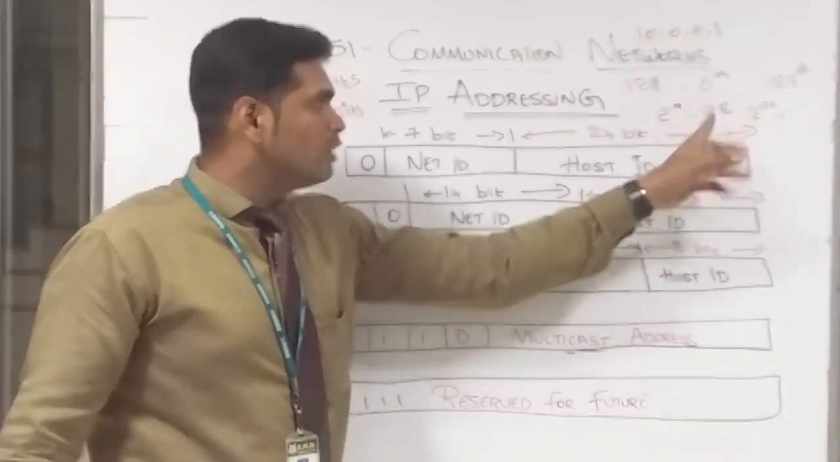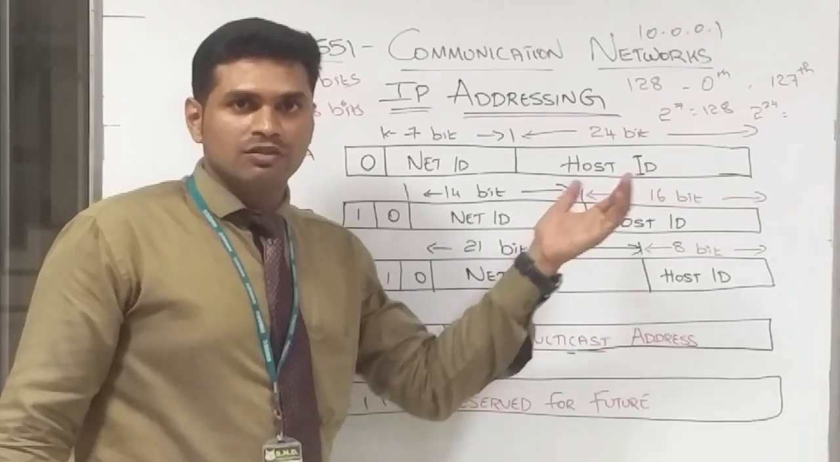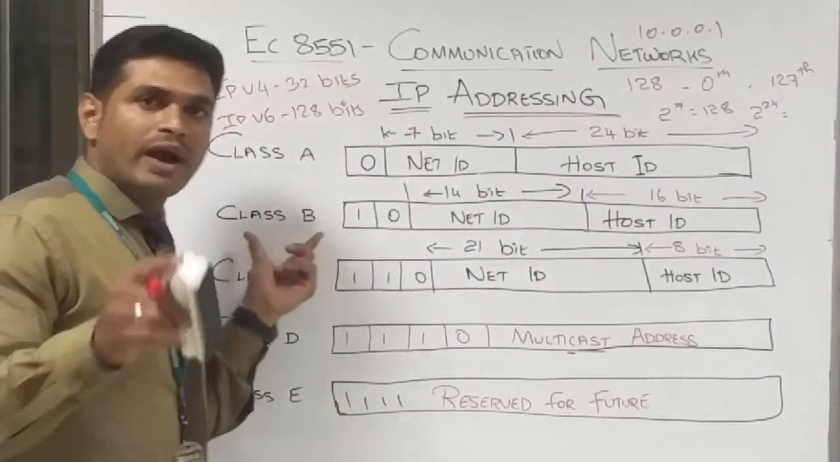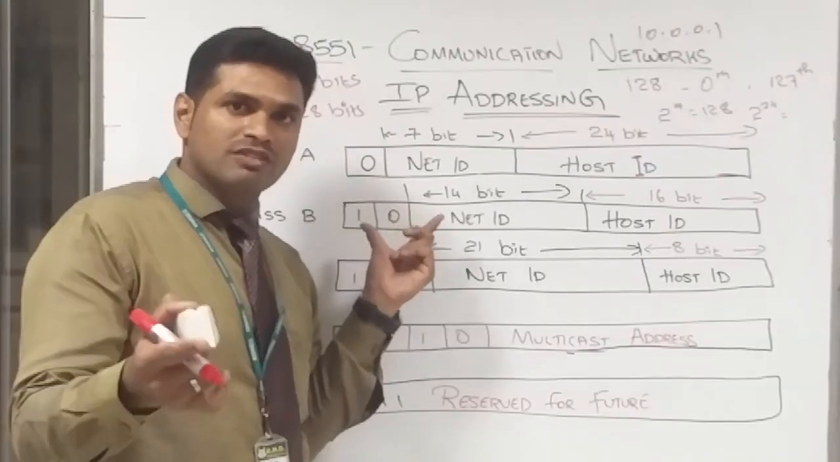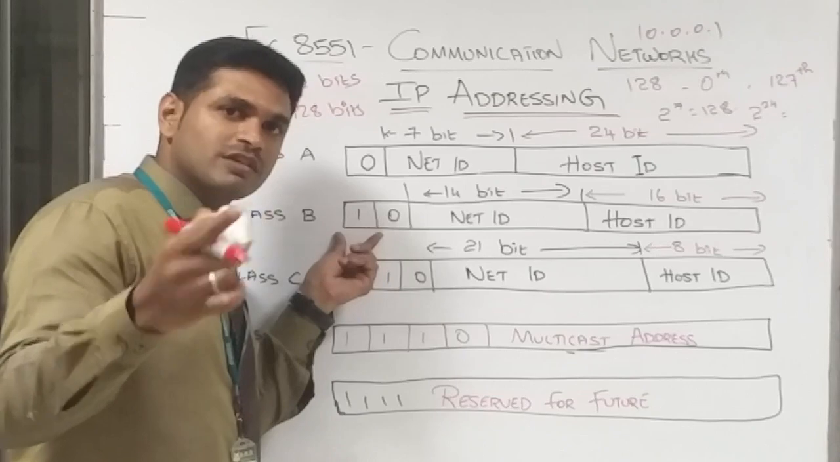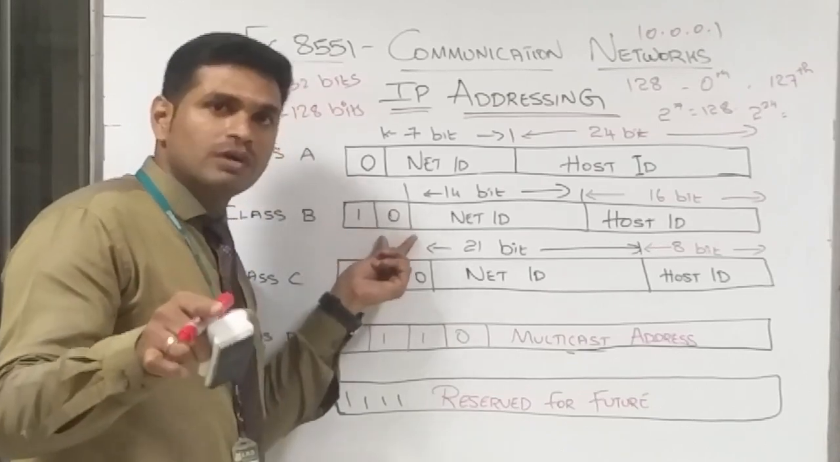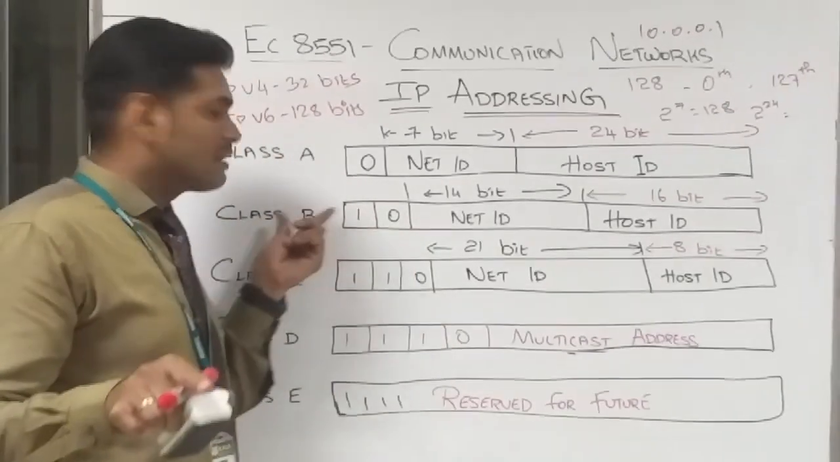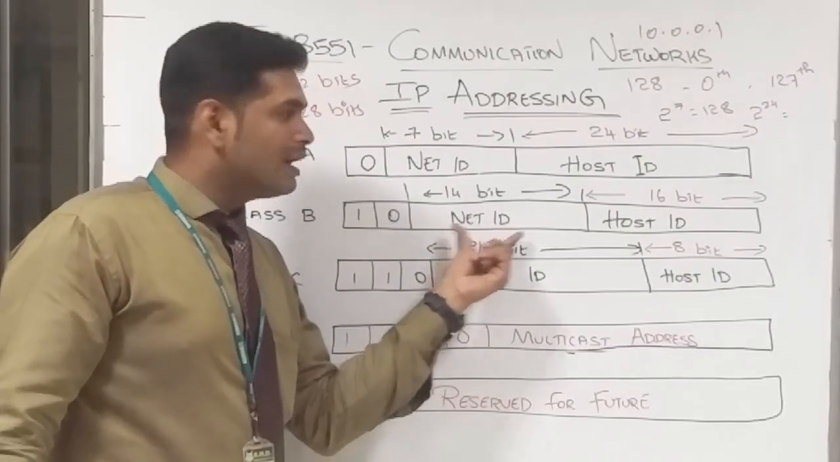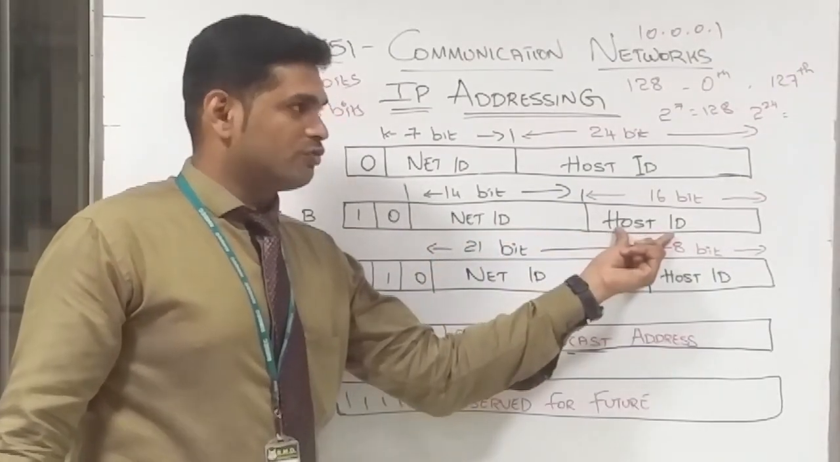Because class A can address only 128 networks, not more than that, in that case we are supposed to go for the class B addressing scheme. To identify whether an address belongs to class B, we need to check the very first bit. If the very first bit is 1, you have to check the second bit, and if the second bit is 0, then it means it is the class B addressing scheme. The remaining 14 bits are the network ID and the remaining 16 bits are the host ID.